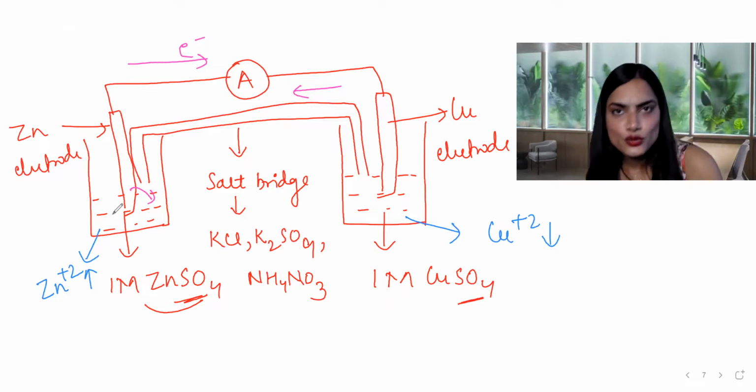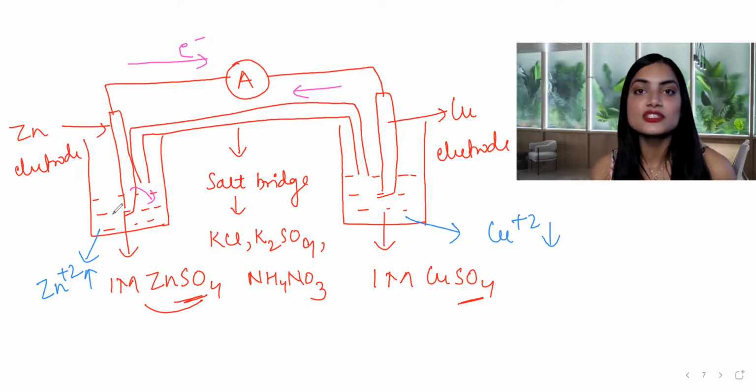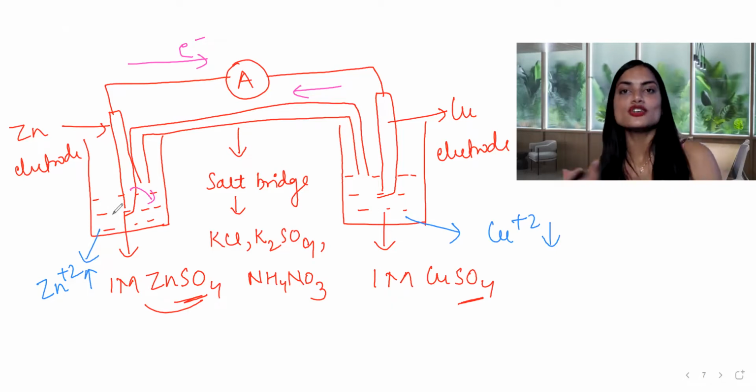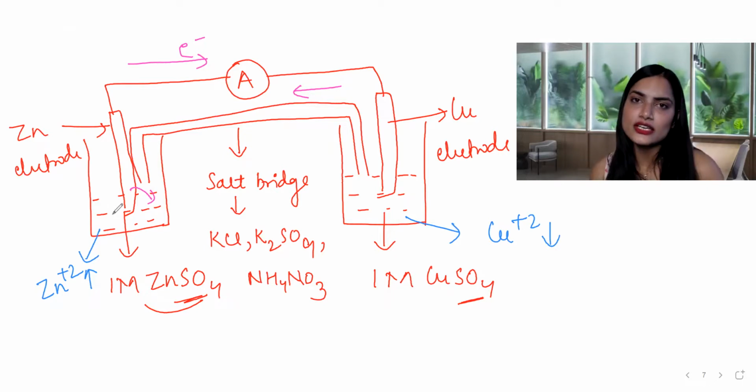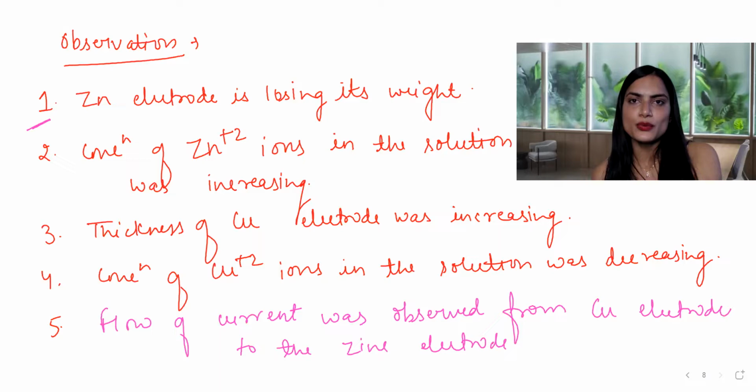Because the zinc electrode was losing its weight and the concentration of zinc plus 2 ions in the solution was increasing, this means that these zinc atoms must be losing electrons in order to convert into Zn plus 2 ions. Then only we can say that there is an increase in the concentration of Zn plus 2 ions. So yes, we can explain these observations.